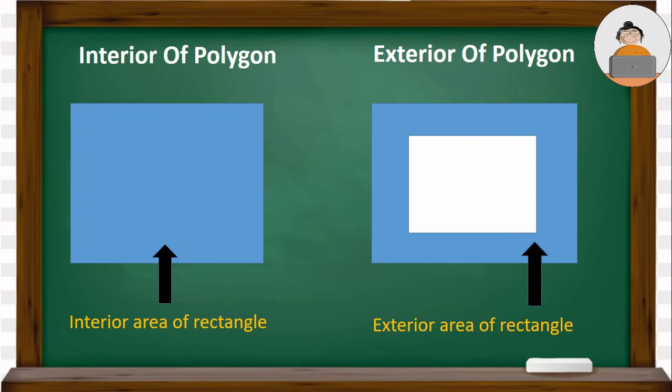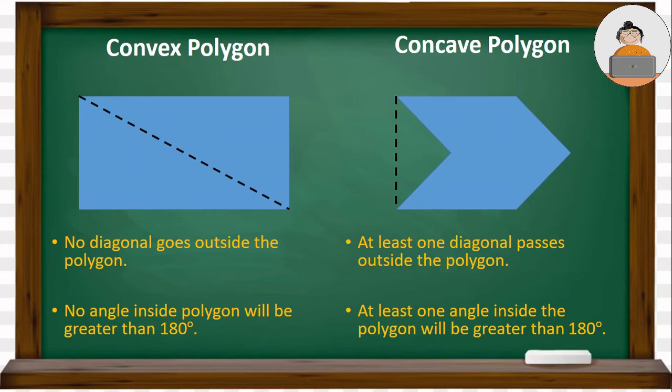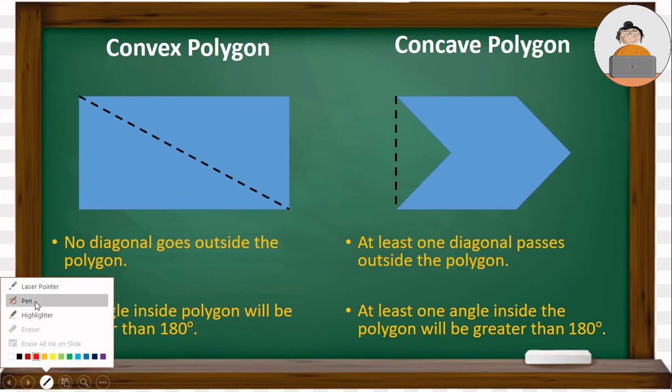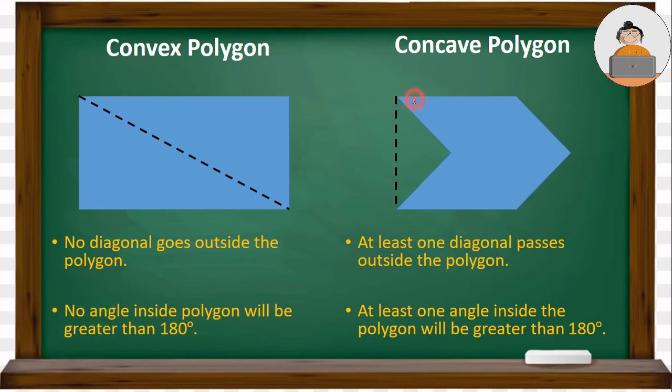Next is the classification of polygons as convex polygon and concave polygon. As you can see, I have taken an example of a rectangle in convex polygon and I had mentioned the diagonal as a dotted line. Secondly, I have taken a figure, and as you can see, these are the two non-adjacent vertices, and the line segment connecting these two non-adjacent vertices will be the diagonal.